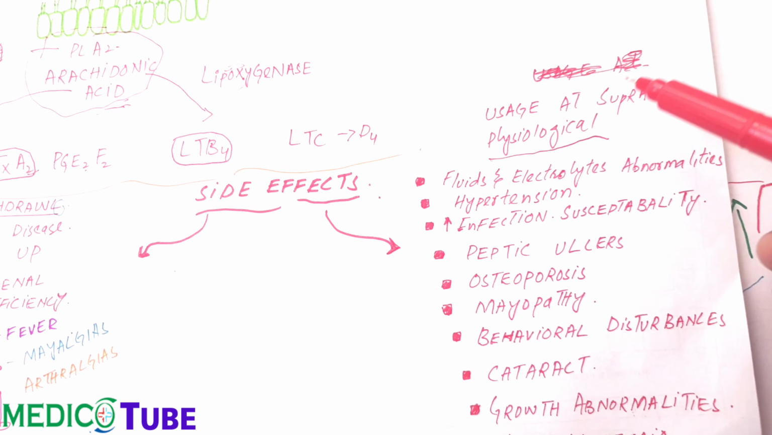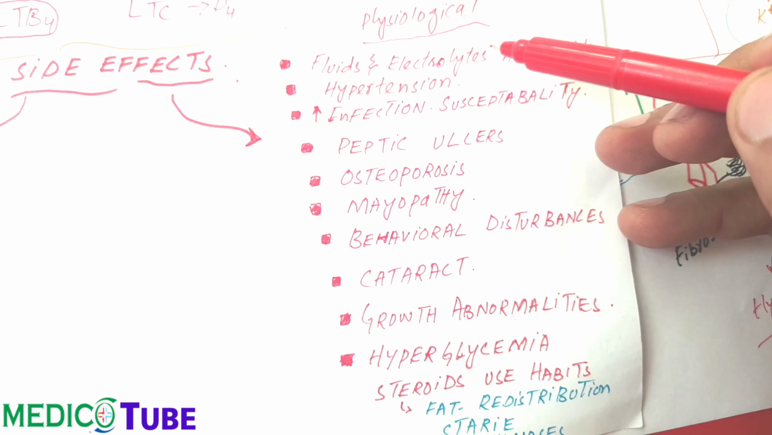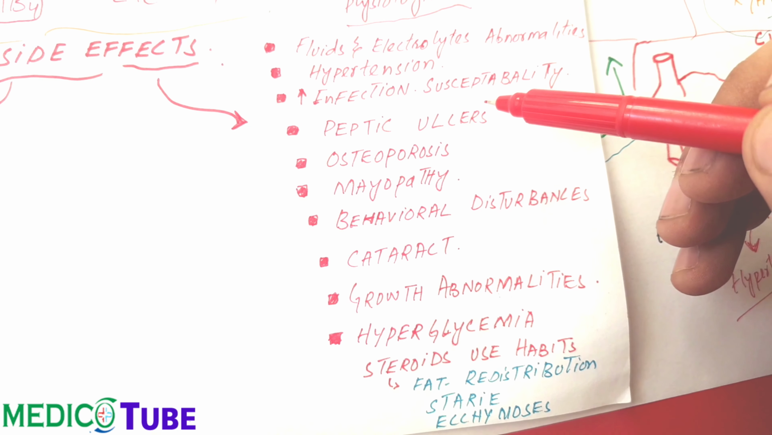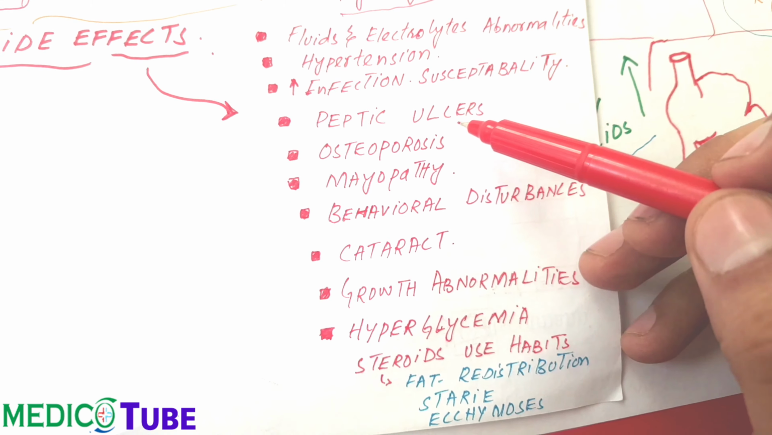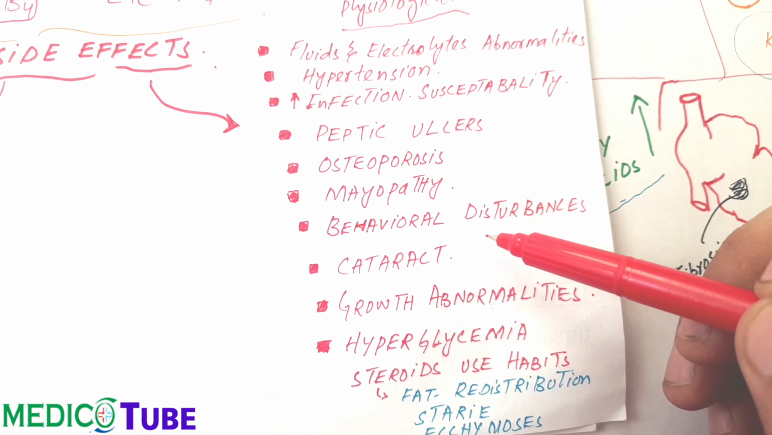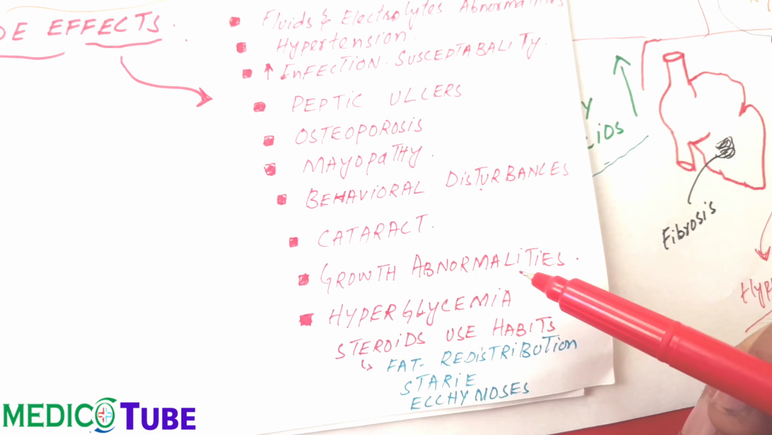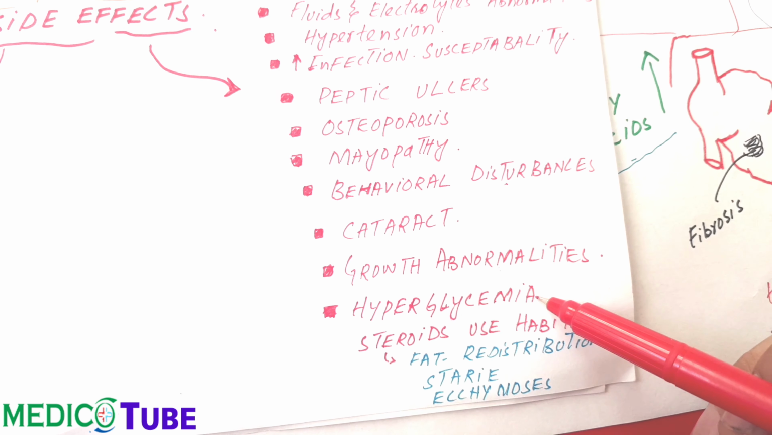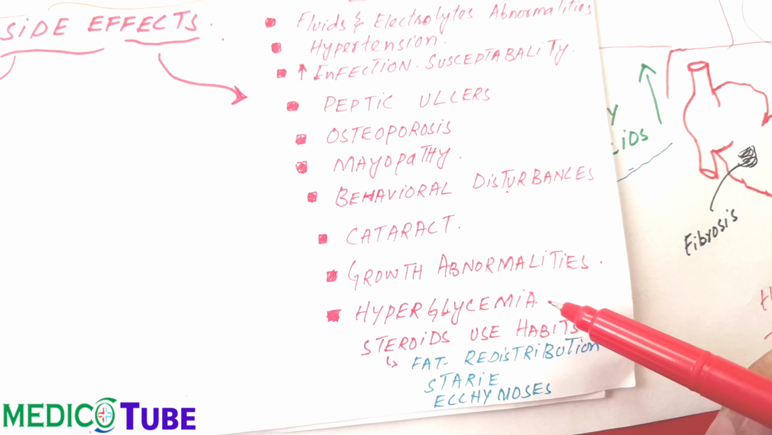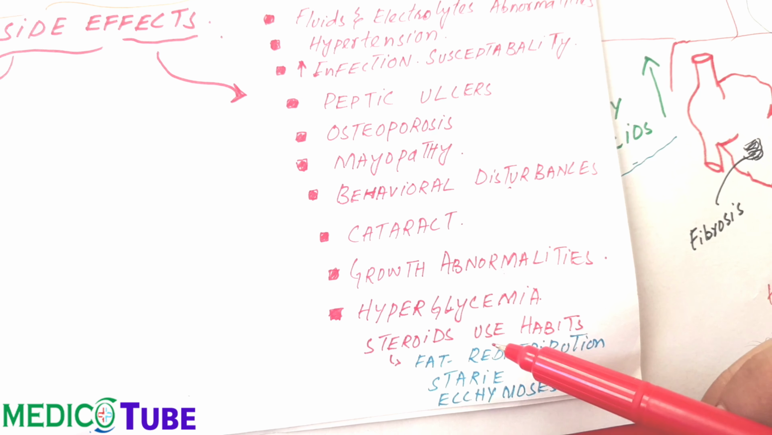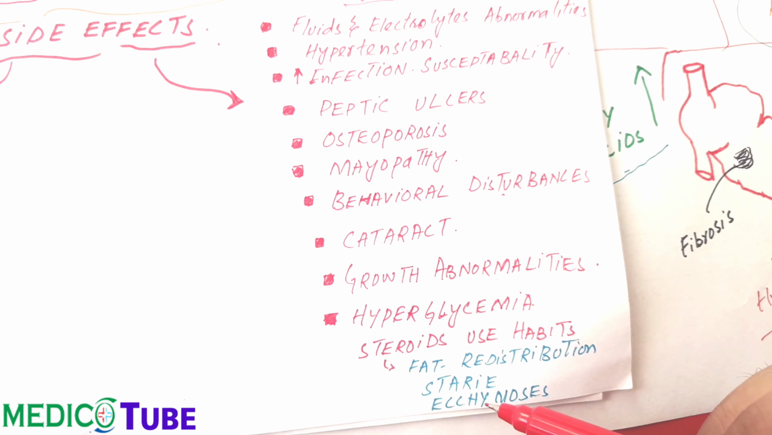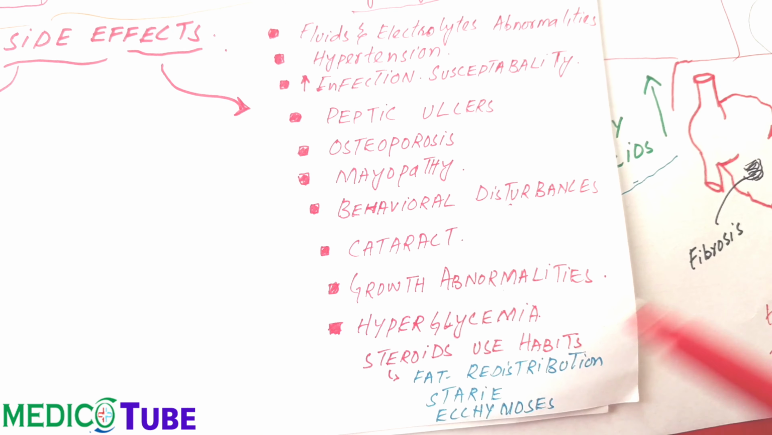If you look at the other side, there are fluid and electrolyte abnormalities. There is hypertension, there is increased infection susceptibility, there may be a peptic ulcer, there may be osteoporosis, myopathy, behavioral disturbances, cataract, growth abnormalities, hyperglycemia. This is the reason that we should be careful using steroid in diabetic patients. And there are also some cushingoid habits, like fat redistribution, striae, and ecchymosis.